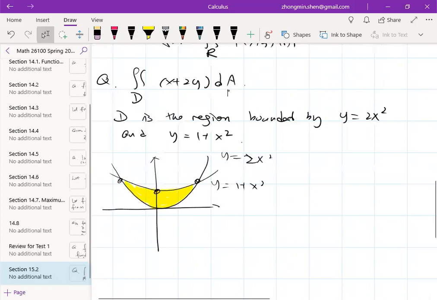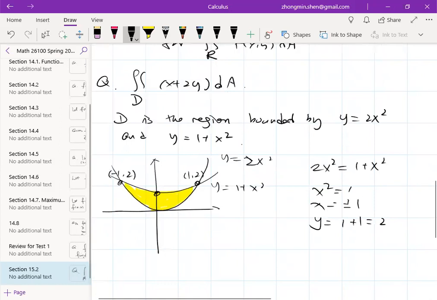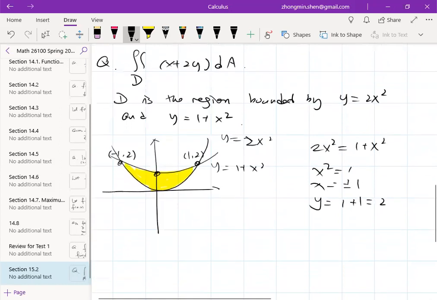So how can I solve this problem? Okay, double integral. First of all, let's find the intersection points. Okay, 2x equals 1 plus x squared. So x squared equals 1, x equals plus and minus 1. And then the y value is going to be 1 plus 1, which is 2. Okay, so you have 2 points, 1 and 2, negative 1 and 2. Those are the 2 points. So it would be a good idea to use this rectangle to cover it. Okay, this is my region R. This is D.